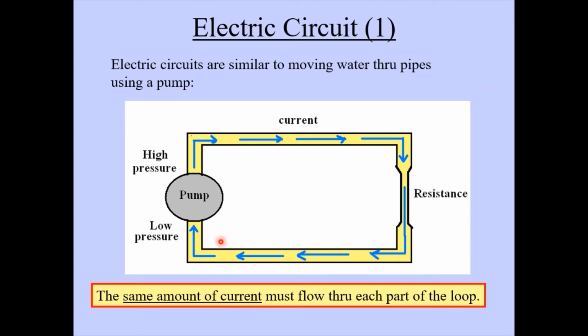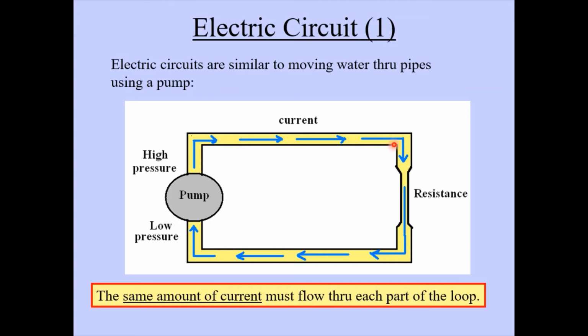One thing we can also see here, which is going to also be the case for electricity, is that the same amount of current must flow through each part of the loop. That means the current right here is the same as the current here, because this current is continuous.